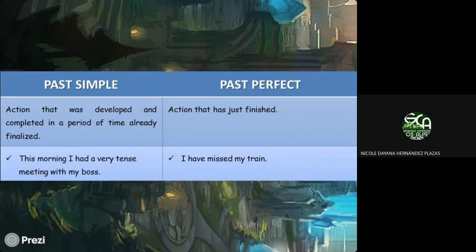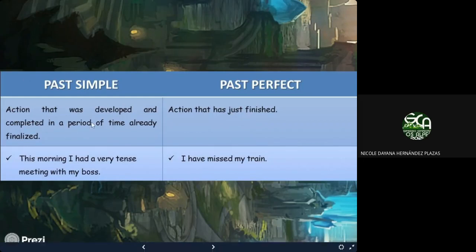Super cool. So, my dears, the next difference. Megan wants to read so badly, like, teacher, please help me, I want to read. Go. So, past simple: action that has developed and been completed in a period of time already finished. And present perfect: action that has just finished.